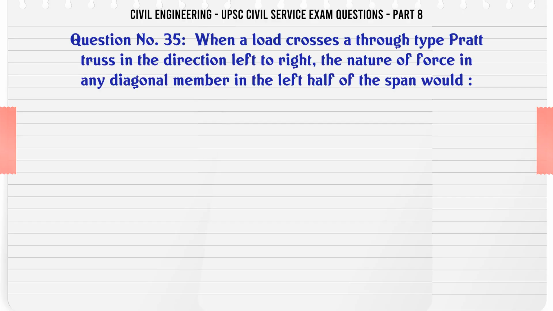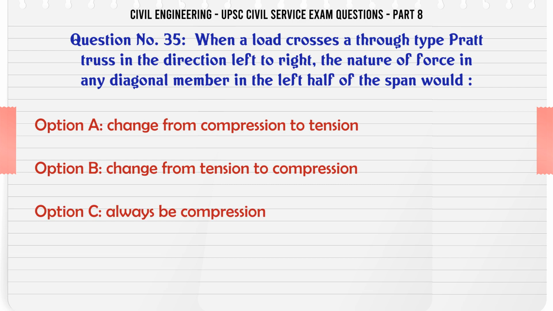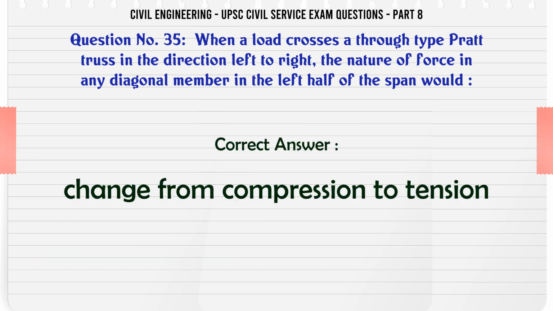When a load crosses a through-type Pratt truss in the direction left to right, the nature of force in any diagonal member in the left half of the span would A. Change from compression to tension. B. Change from tension to compression. C. Always be compression. D. Always be tension. The correct answer is change from compression to tension.